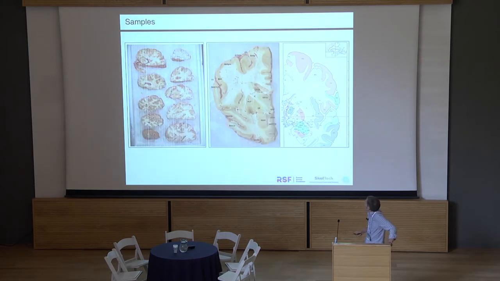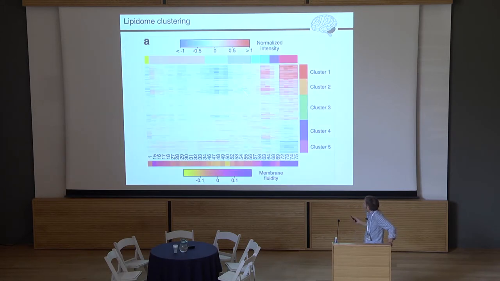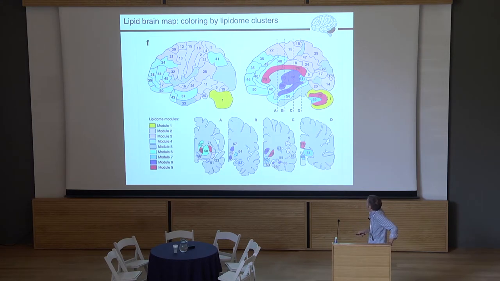This is how samples look. This is a sliced chimpanzee brain, and we can cut specific regions and measure lipids and RNA in those specific regions. Then if you do clustering, you get specific clusters for lipids and specific clusters for brain regions. The colors here represent normalized concentrations. Here's the membrane fluidity, here are other things. But most importantly, how it looks on the actual brain map.